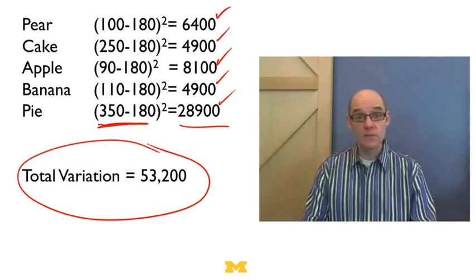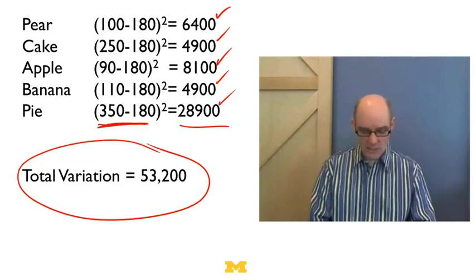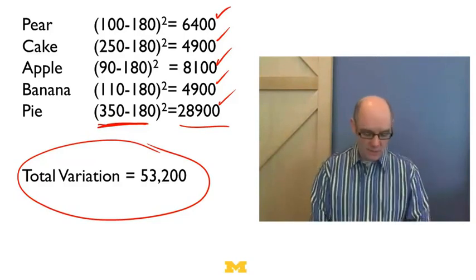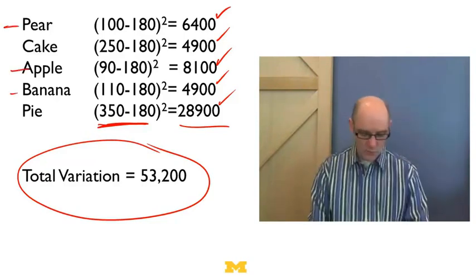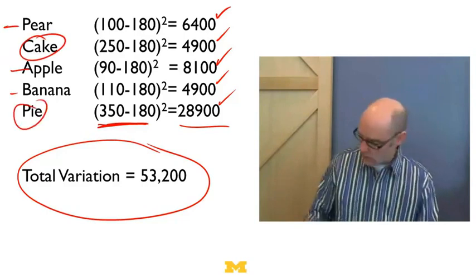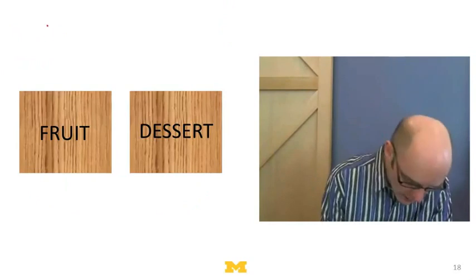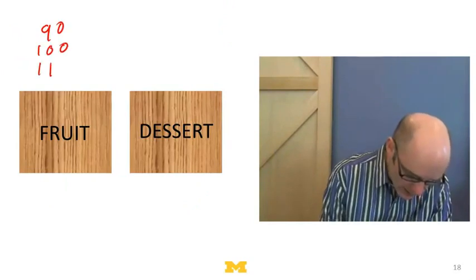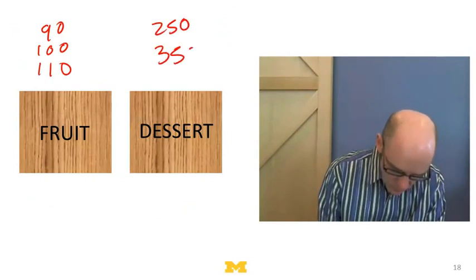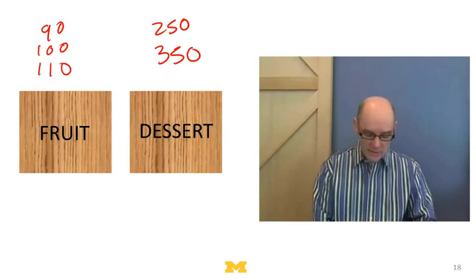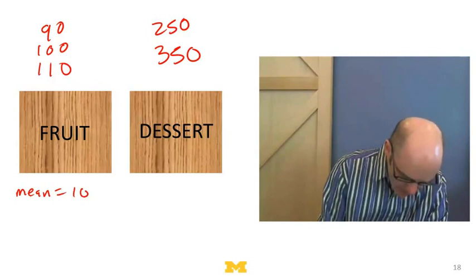And what I'd like to do, let's keep track of the plot here, I'd like to put this data in categories that reduce that variation, that somehow explain why some things are high and some things are low. So what's the obvious categorization here? The obvious categorization here is that pears and apples and bananas are fruit, and cakes and pies, right, are desserts. So let's create a fruit category and a dessert category. So in the fruit, I've got one thing that's 90, one thing that's 100, and one thing that's 110. And in the dessert category, I've got one thing that's 250 and one thing that's 350. So let's look at them in more detail. If I've got 90, 100, and 110, the mean is going to be 100 here, right?